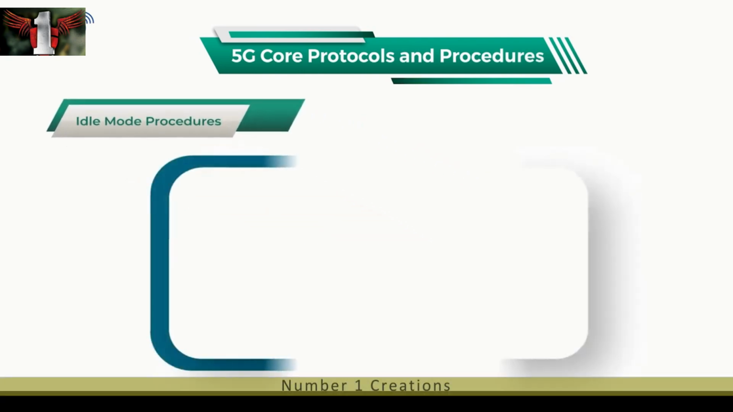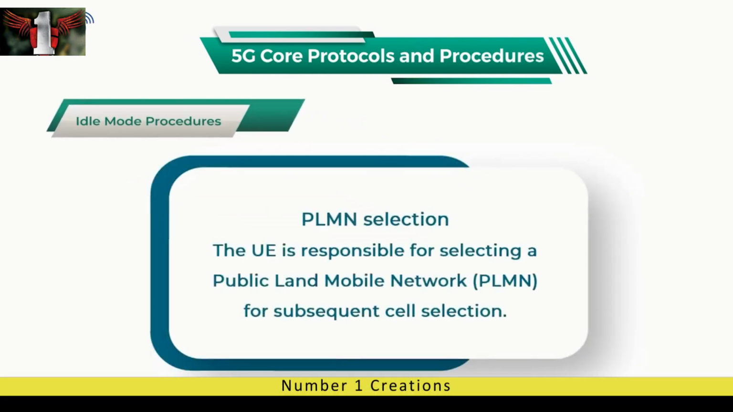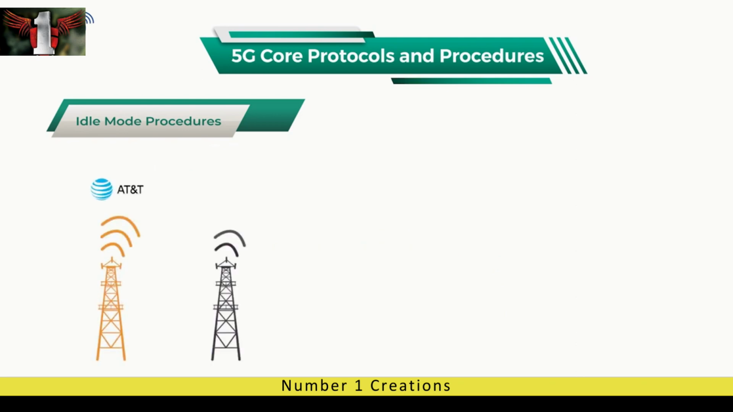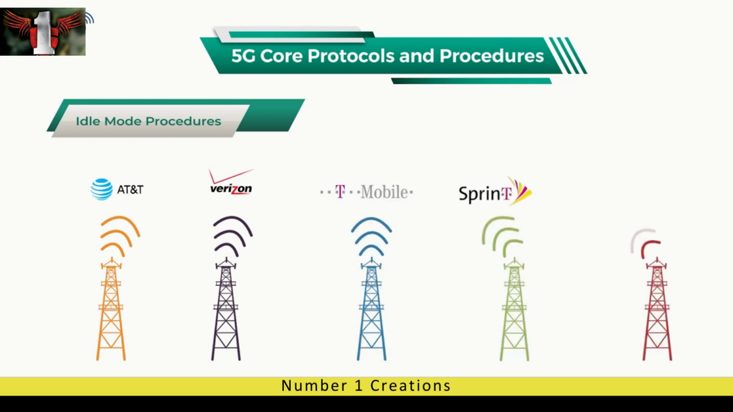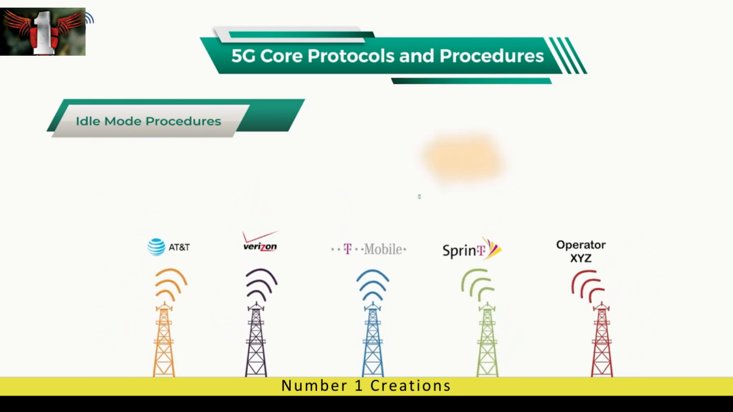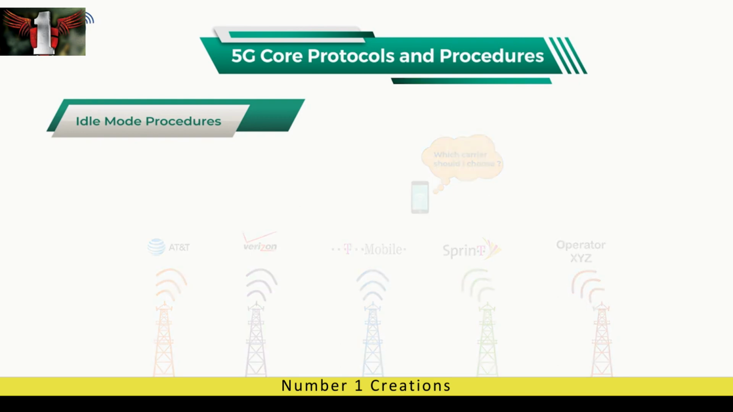Idle mode procedures. Let's get into the topic. PLMN selection. The UE is responsible for selecting a public land mobile network for subsequent cell selection. A PLMN is identified by its PLMN identity broadcast within System Information Block 1, that is SIB1. A single cell can belong to multiple PLMNs, so SIB1 may broadcast a list of PLMN identities. The UE non-access stratum layer can request the UE access stratum (AS) layer to report available PLMNs.